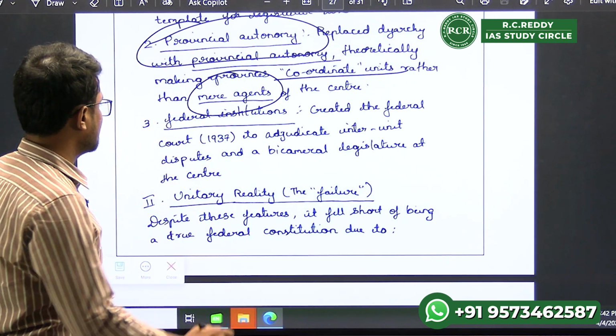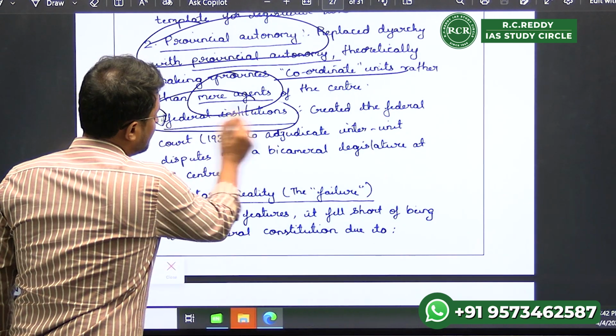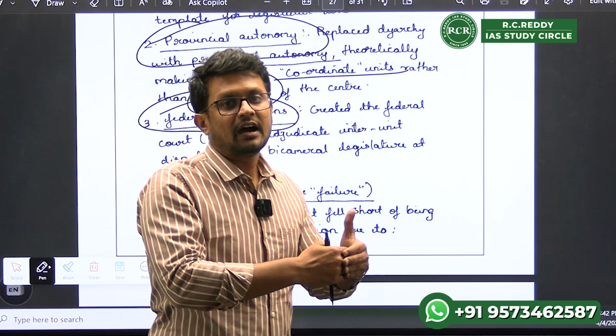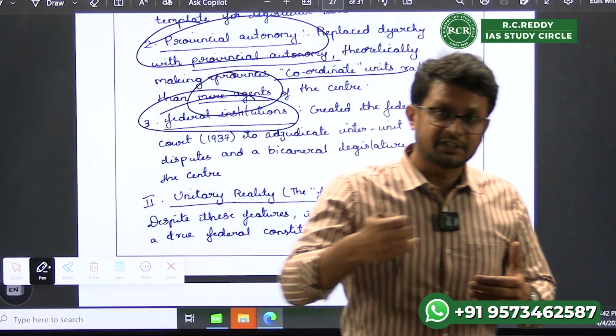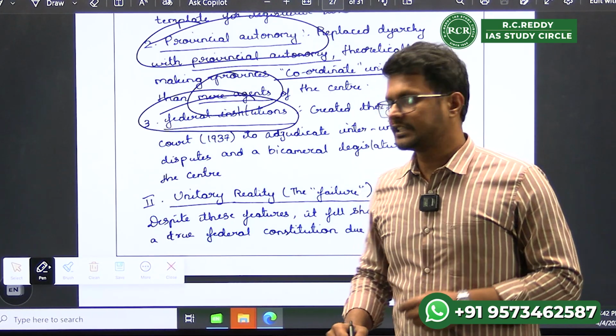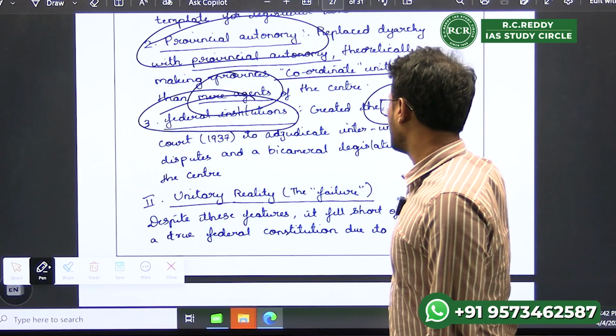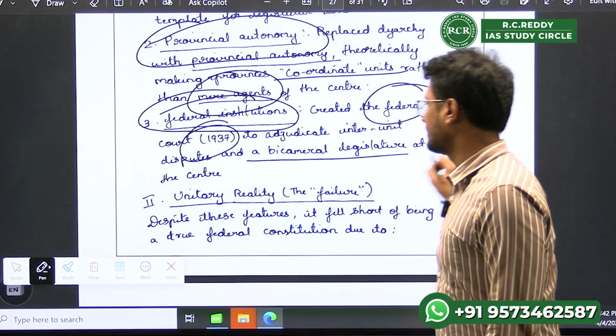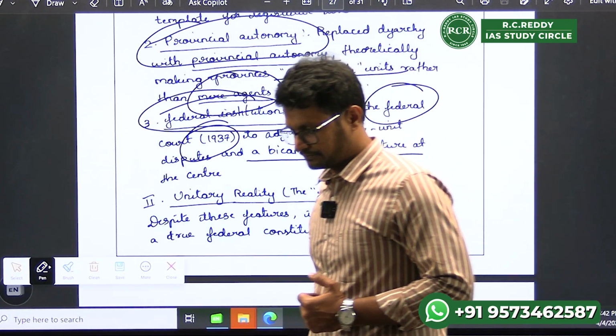The third point is, it has created many federal institutions to see that the federal disputes are solved and federal representation is also present. Two such institutions are the Federal Court that was formed in 1937 and a bicameral legislature that was present at the center.